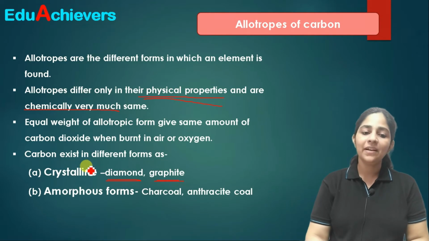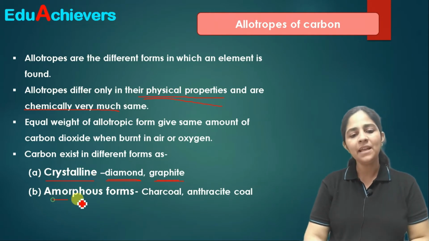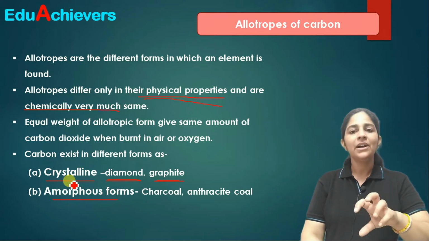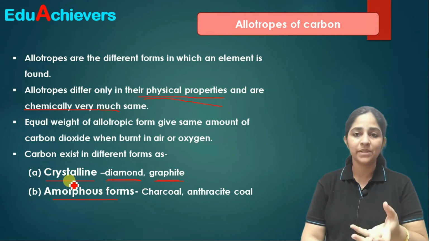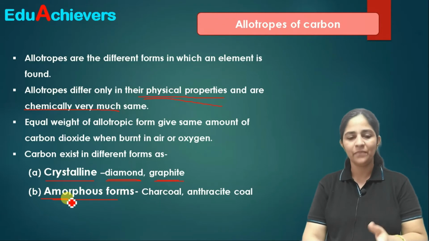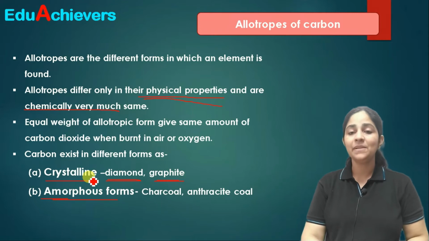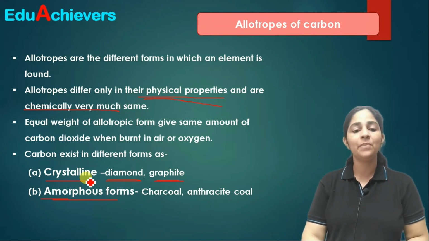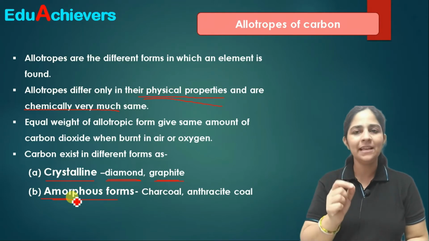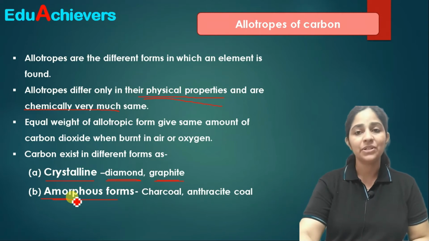And we can divide them into two categories. They can be crystalline allotropes and there can be amorphous allotropes. Crystalline means they have definite crystal shapes and forms, and amorphous means they do not have very definite crystal forms. So crystalline allotropes have a definite melting and boiling point, and amorphous ones do not have an accurate or exact melting and boiling point. They vary over a temperature range.